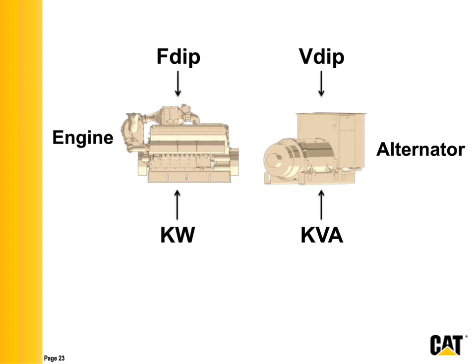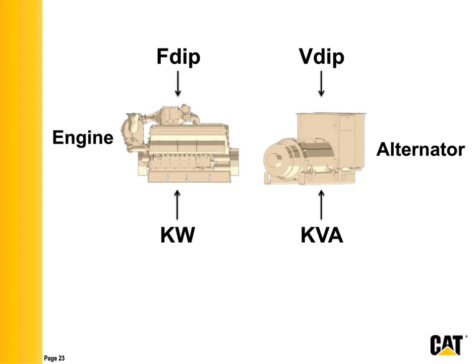Now we're going to talk a little bit about what's going on behind the scenes when you're sizing your loads. You're really looking at mostly only two components of the generator set when you're sizing a gen set for an application. You're looking at your engine and you're looking at your alternator. And the way I look at this is that anything kW related is synonymous with your engine, and anything kVA related is synonymous with your alternator.